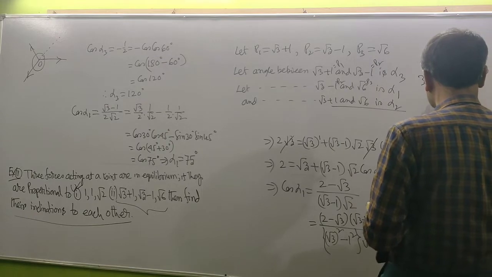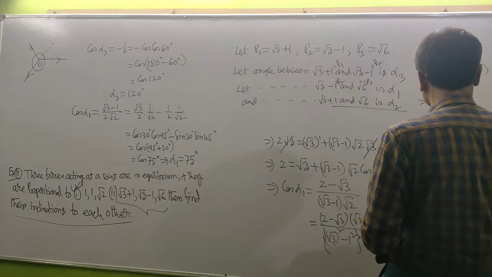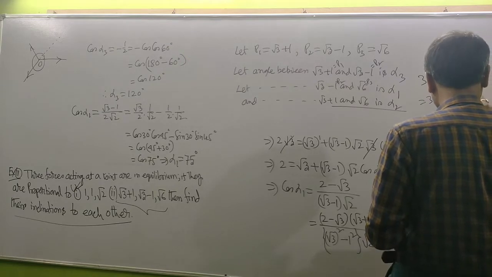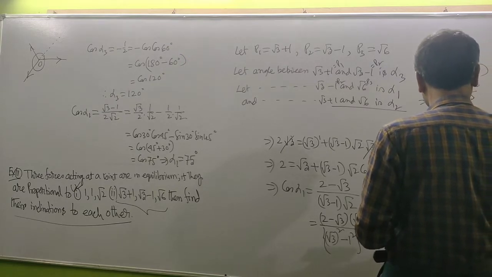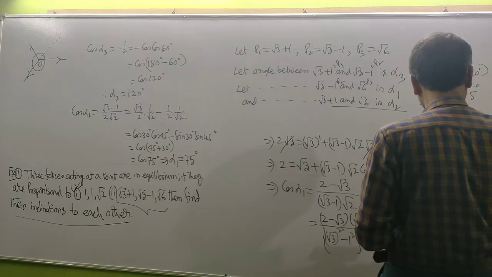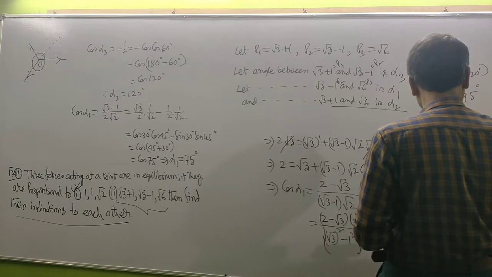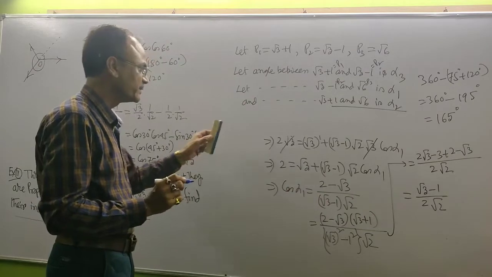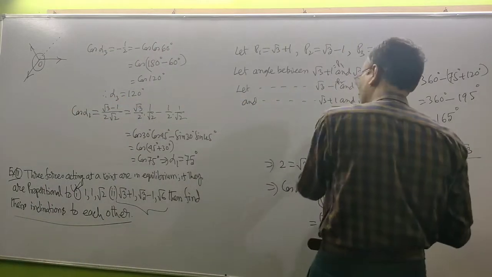Plus 120 should be equal to 360 degree minus 195 degree. This is equal to 165 degree. That angle should be equal to 165 degree. Let us try to solve in this way.